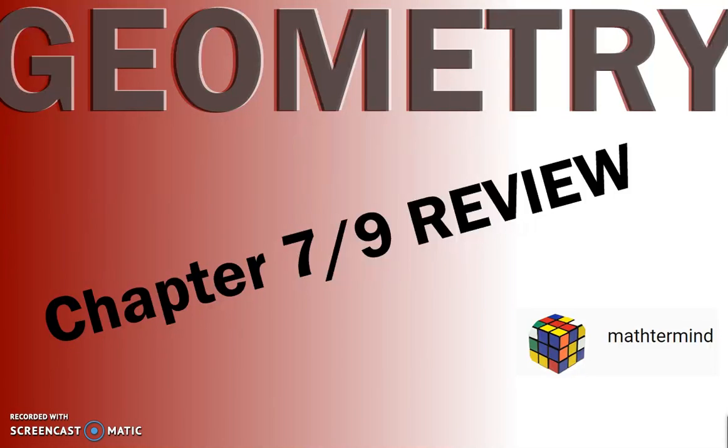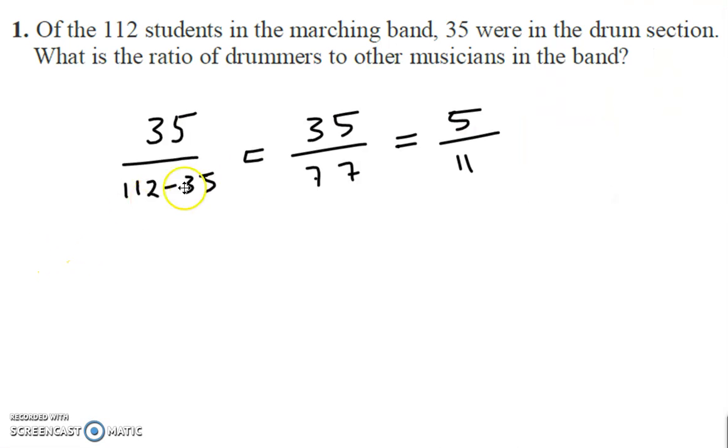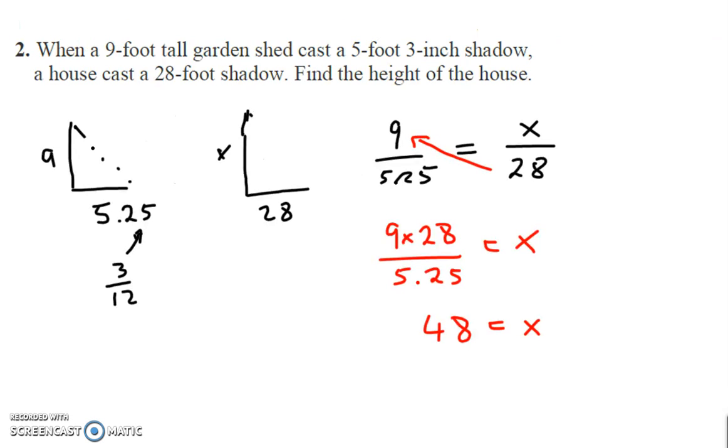Alright, here we go. Quick review, Chapter 7 and Chapter 9. Okay, number 1, 35 students are drummers, and the rest of them are not drummers. That's 77, 5 to 11.